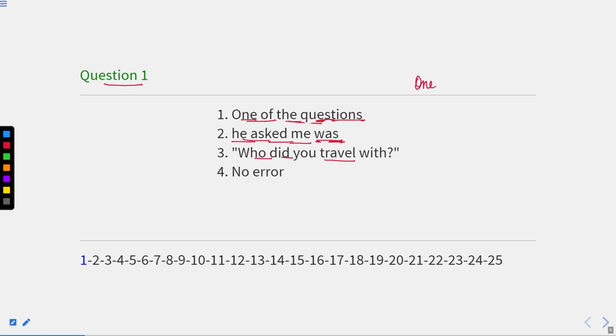Now whenever we have a phrase that is one of the, it is always followed by a plural noun but a singular form of verb. Okay, so this type of phrase is always followed by a plural noun but a singular form of verb always. Now here if we see the first part, it contains one of the. After that we have questions, which is basically a plural noun, and if it is a plural noun, that means it is absolutely correct. Okay, so this part contains no error. I didn't say that this entire question contains no error. I only said that one of the questions, this first part, contains no error.